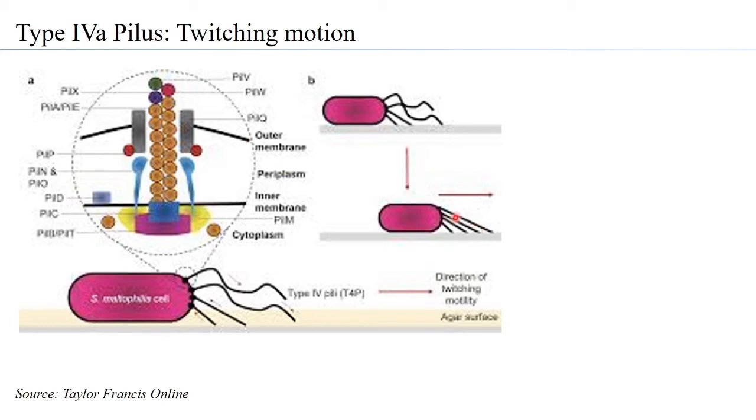Now what can happen is that this can again get further extended, attach over here, correct? That can get retracted, so the bacteria will move one step further. So you can effectively see that the bacteria is crawling on the surface. This surface could be anything.